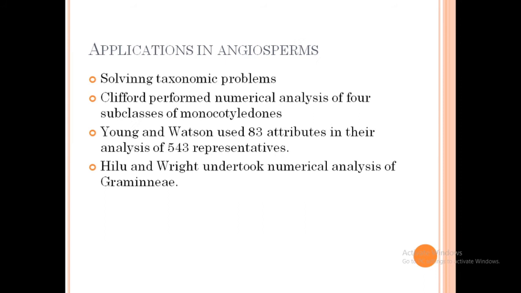Okay. So, what are the applications? Numerical taxonomy helps in solving taxonomic problems, and Clifford performed it for 4 classes of monocotyledons. That is the first one. Then Young and Watson used 83 attributes, characters in their analysis and 543 representatives. Hilu and Wright undertook a numerical analysis of gramineae. Very few works are related. So, these are the applications of numerical taxonomy in angiosperms.